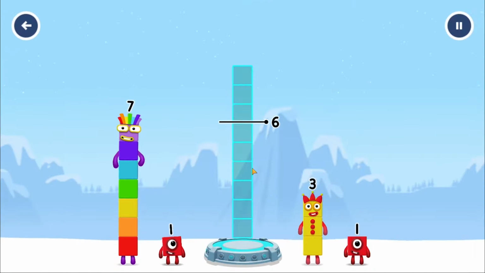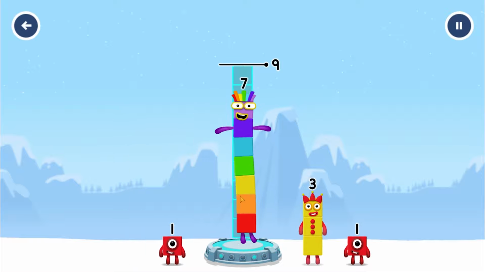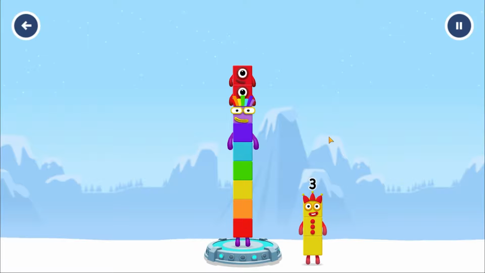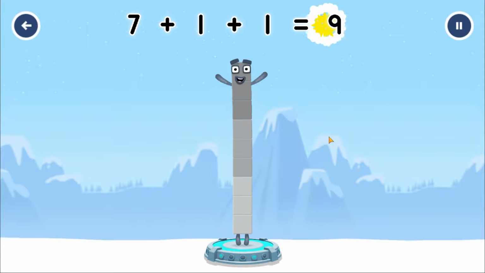Add number blocks to make 9. 7, 1, 1. That's right. 7 plus 1 plus 1 equals 9.